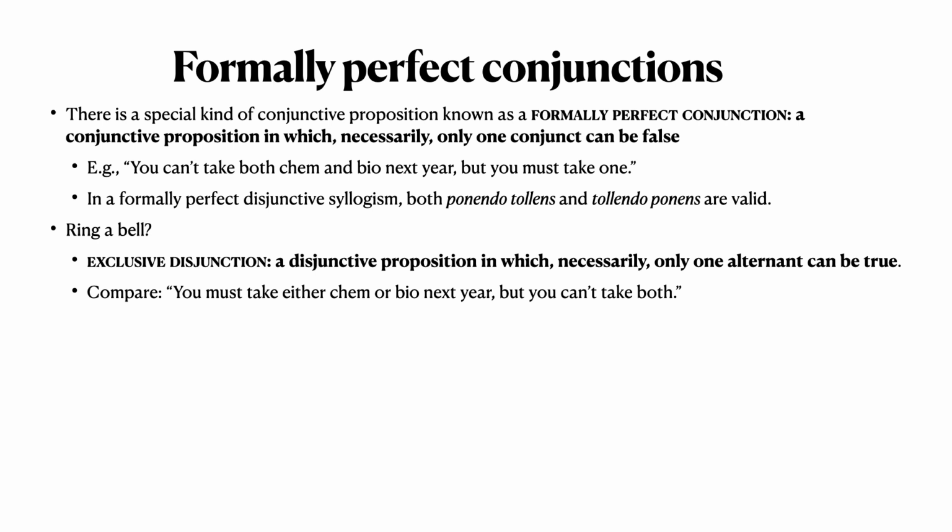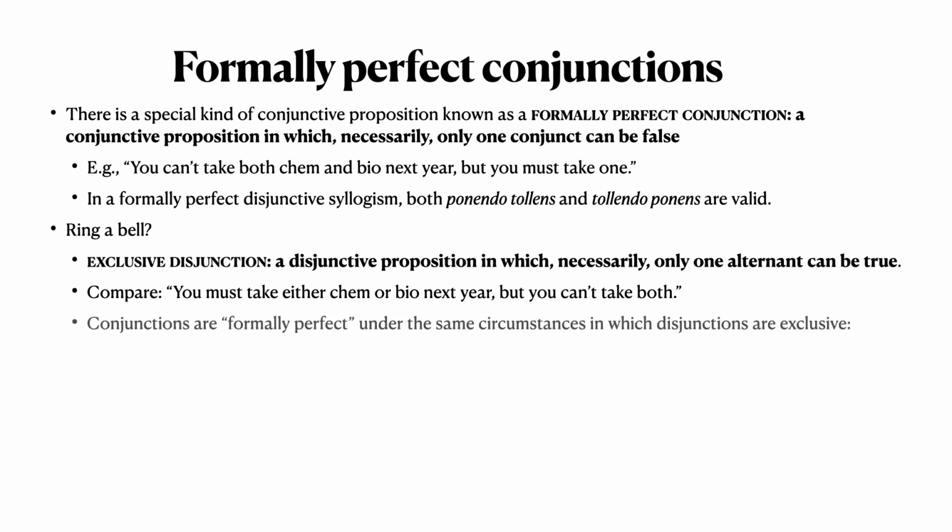These two forms have essentially met in the middle. Each one of these options that I've given in quotes includes the element of not both, and each one includes the element of at least one. They simply vary in the order in which these things are included in the statement. Conjunctions are formally perfect. Again, I apologize for the name. It doesn't make any sense to me either.